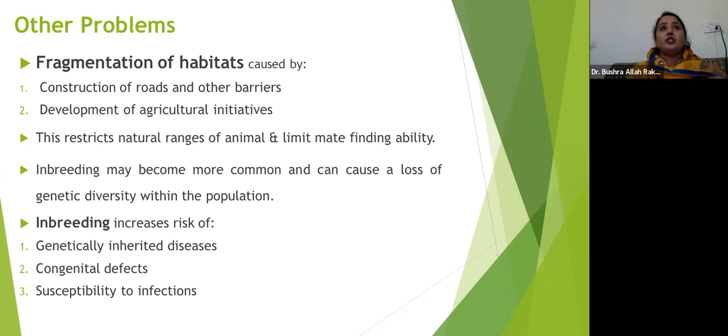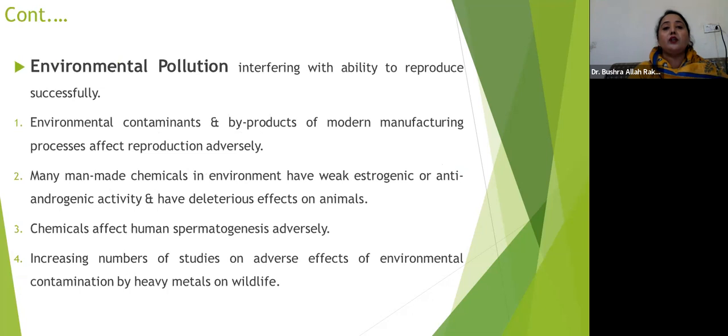Because you see that many parts of Pakistan are affected by the floods. So when there is surrounding water, many of the animals cannot travel or migrate through these flood-affected areas, so they may face the problem. Not only terrestrial animals, but also aquatic animals may face a similar problem. And of course, it ultimately leads to the loss of genetic diversity within the population, and inbreeding may increase the risk of genetically inherited diseases, congenital defects, and susceptibility to infection.